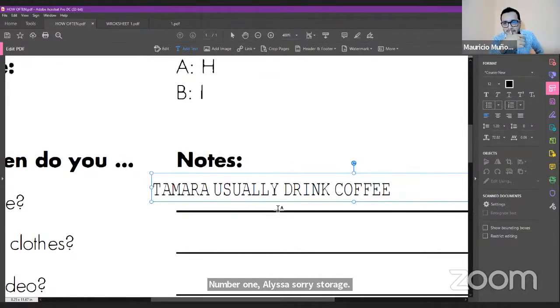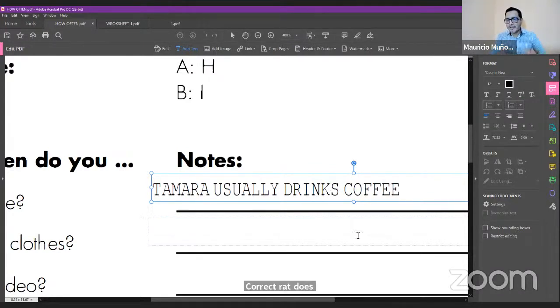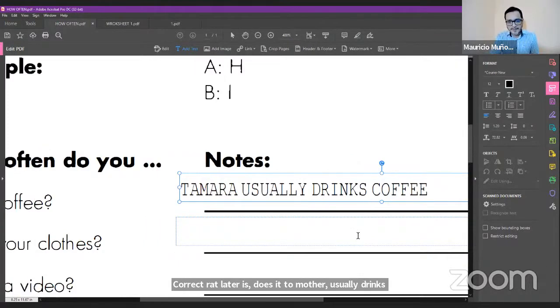¿Se acuerdan de las terceras personas? ¿Qué pasa con los verbos? ¿Qué se le debe agregar a los verbos cuando trabajamos en terceras personas? ¿Alguien se acuerda? No, eso es present continuous. Ok, let me help you. Correct, la letra S. That's it. Tamara usually drinks coffee. Ok, that's perfect.